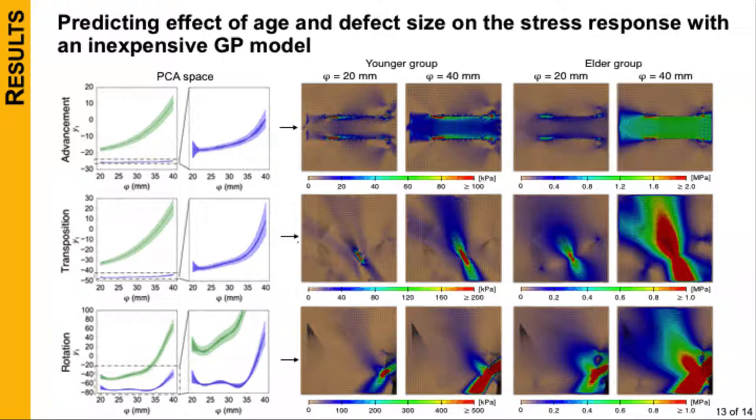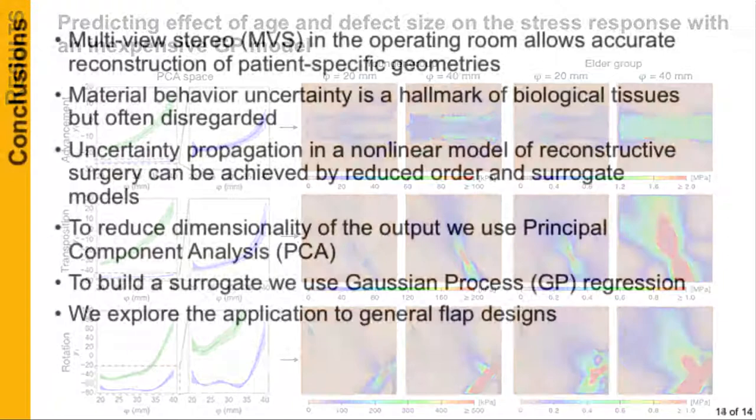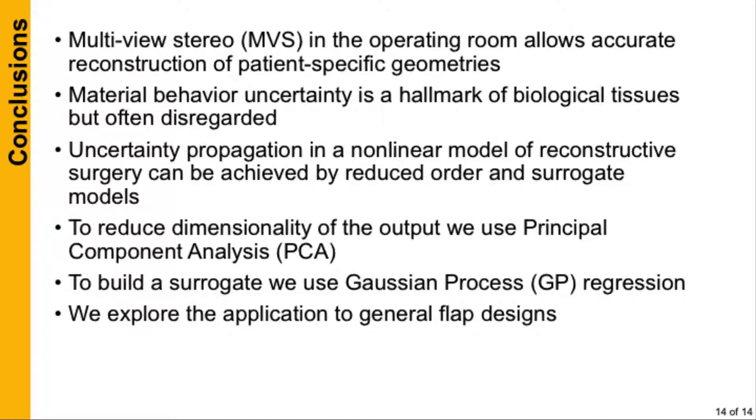So just to conclude, multiple stereo in the operating room allows us to calculate accurate 3D geometries. We have compared this to 3D photos, and we get basically the same level of accuracy. Material behavioral uncertainty is a hallmark of biological tissues, but it's often disregarded. Uncertainty propagation is important, especially because of the large deformations and the nonlinear behavior of tissues, and for that we use reduced order and surrogate modeling techniques. For the reduced order modeling, we use principal component analysis, and for the surrogate, we use a probabilistic model, Gaussian process, and then we explore different flap designs, and I think that's about it.